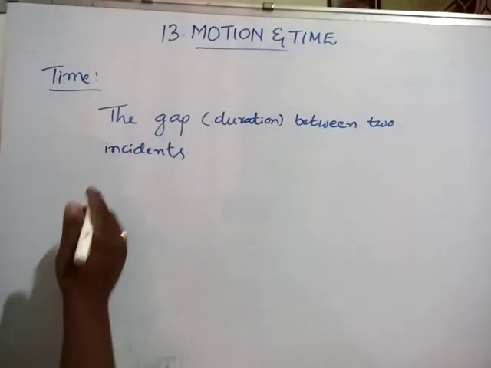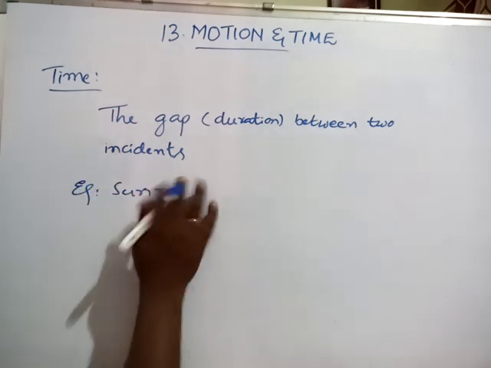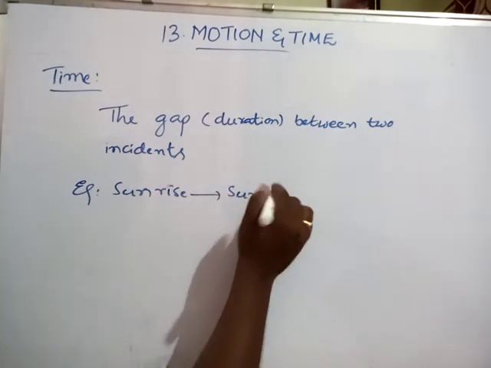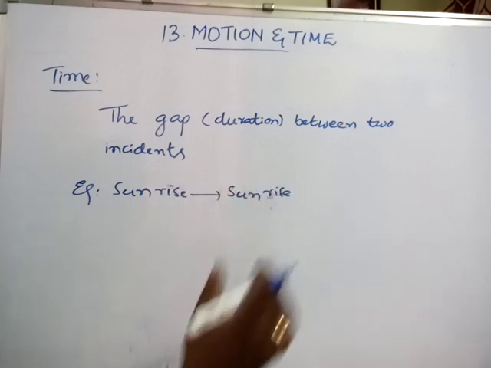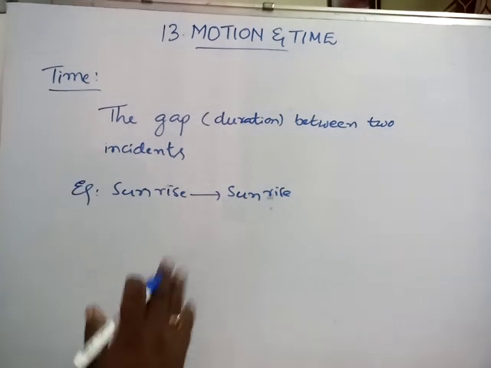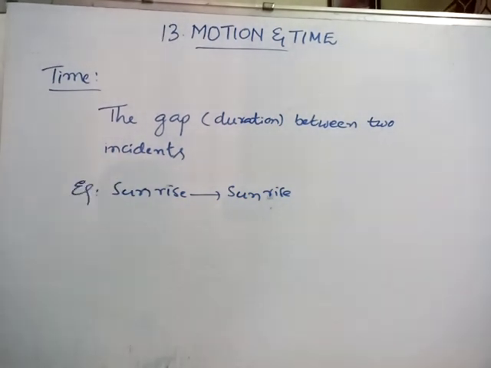For example, sunrise to the next sunrise. One sunrise to the next sunrise, the duration, that is one time. And sunset to sunset, and one full moon day to the next full moon day, like that. Any events or incidents, the duration between the two events is what we call time.